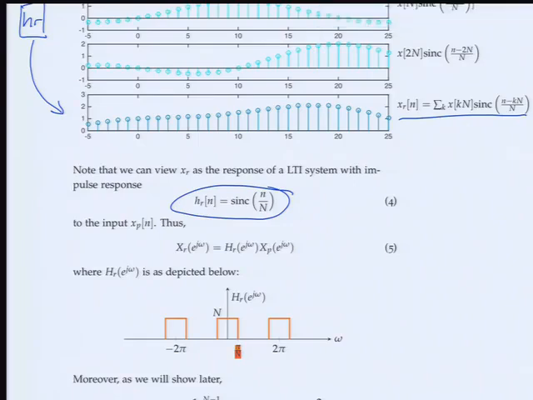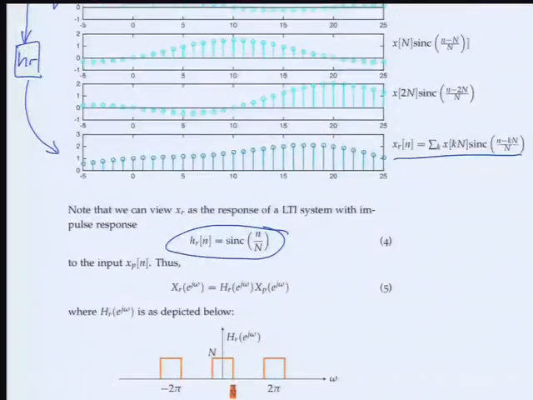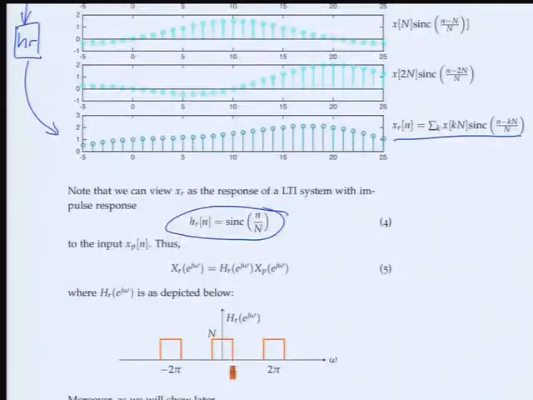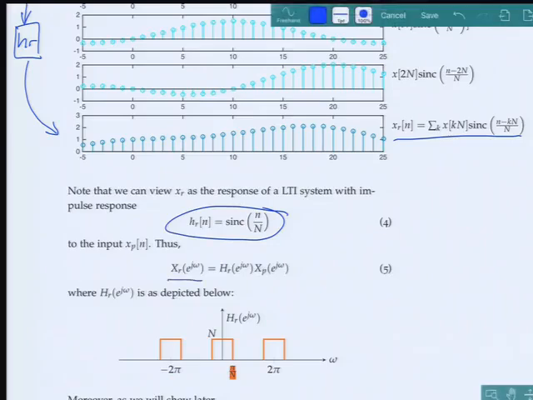The rest is, do we exactly get x? And the answer is yes, because this is an ideal low-pass filter. The way it works is we first notice that X_R is H_R times X_P, the Fourier transforms. H_R we know. The only way to compare X_R to X is to first link X_P to X, right? What is the connection of X_P to the Fourier transform of x?